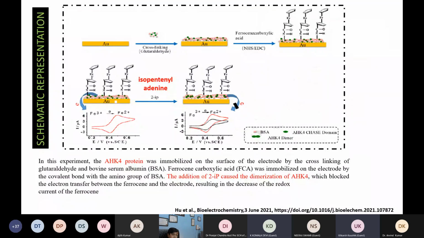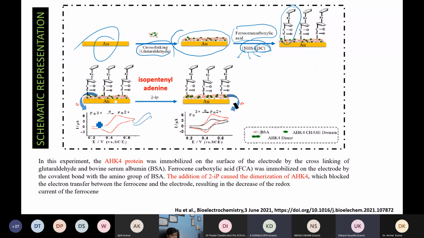Now you see the fabrication again. That's gold again. It's cross-linking with glutaraldehyde. There is a matrix generation, and then this is one chemical, N-hydroxysuccinimide, and this is another chemical which helps in the bioconjugation reaction. So this is ferrocene carboxylic acid. It will link here, and this will generate the signal basically.